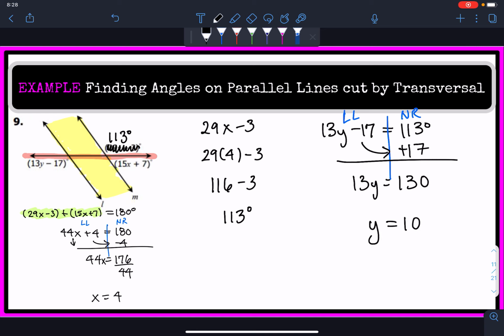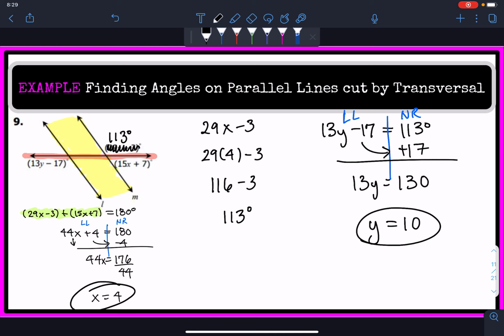So here are the answers. X is equal to 4, Y is equal to 10. Those are the values to our two variables. And that concludes this lesson.